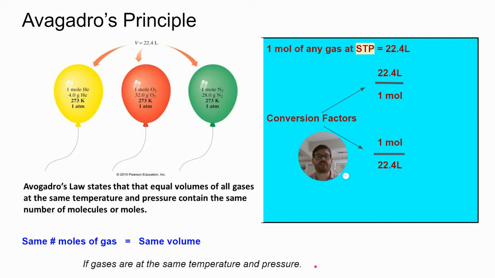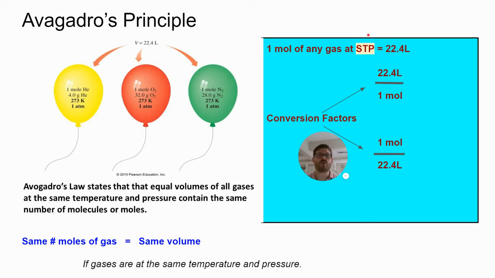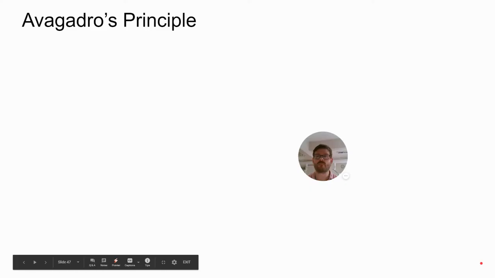Okay, we can also find something called the molar volume, and when we apply Avogadro's principle at STP, or standard temperature and pressure, we find that the volume of 1 mole of gas is 22.4 liters. So we can turn this into a conversion factor, either 22.4 liters per mole or 1 mole per 22.4 liters. STP, by the way, is 273 Kelvin and 1 atmosphere, or 101.3 kilopascals.